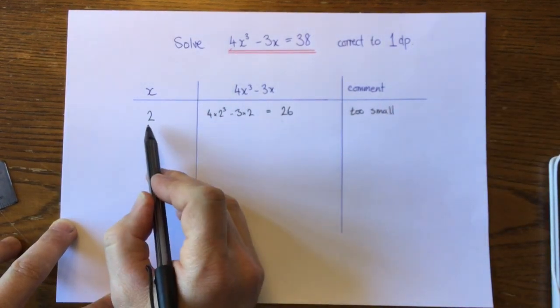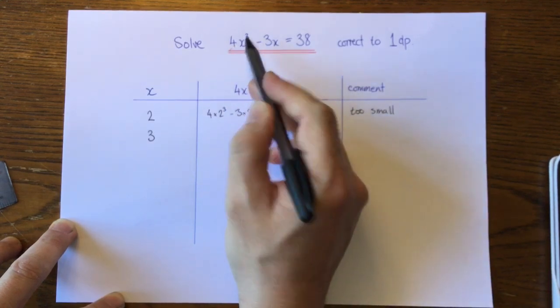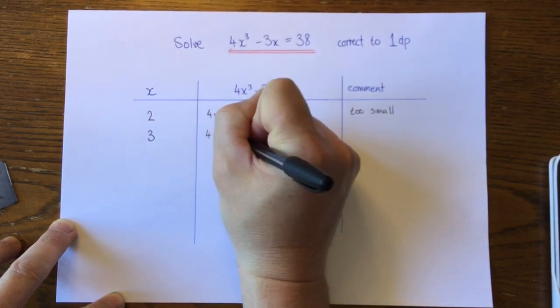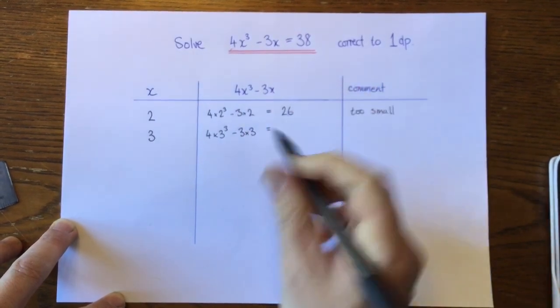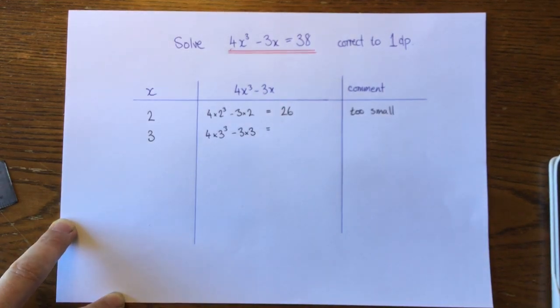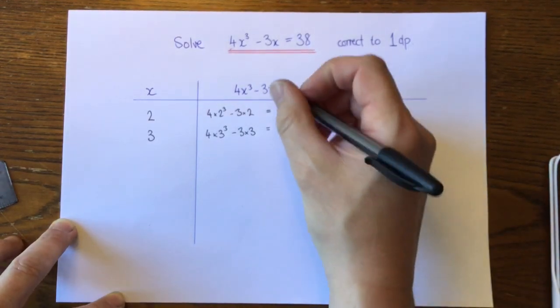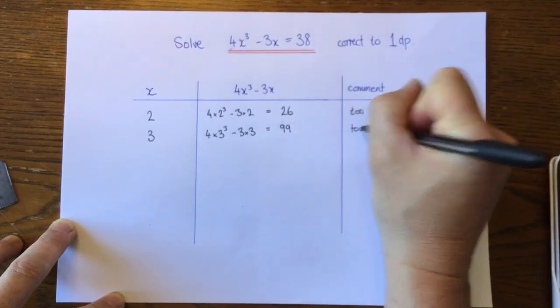So 2 gave me an answer that was too small. Let's try 3 then. So 4 times 3 cubed minus 3 times 3. Now even before I put this into my calculator, I know that 3 cubed is 27. So 4 times that's going to be 108. This is going to be quite big. But when you put that all into your calculator, you get 99, which is way too big.